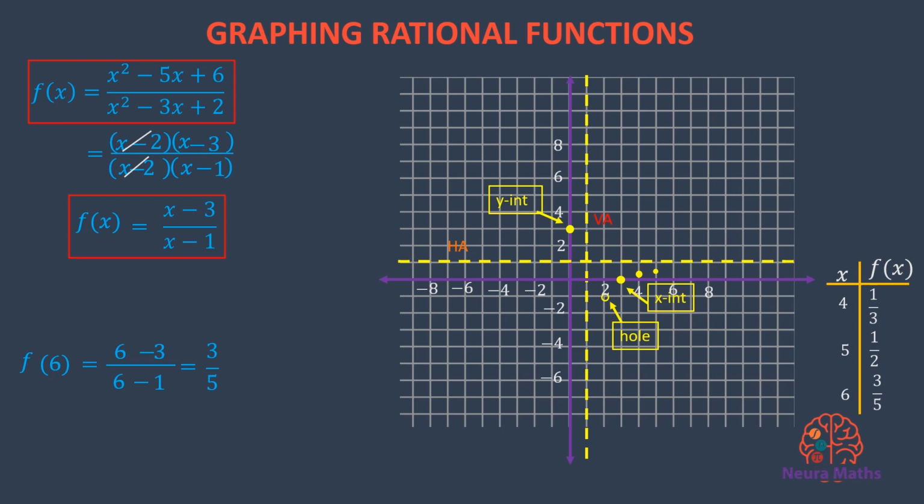If we want to see the shape of the graph on the other side, we select some values of x and calculate the corresponding y value. Let's choose -1, -2, -3. What is the value of f of -1? The value of f of -1 is -4 over -2, which is 2. What is the value of f of -2? f of -2 is equal to -5 over -3, which is 1 2/3. What is the value of f of -3? The value of f of -3 is -6 over -4, which is 1 1/2.